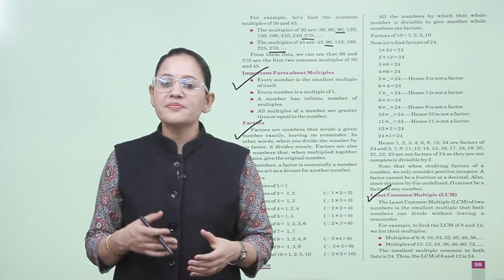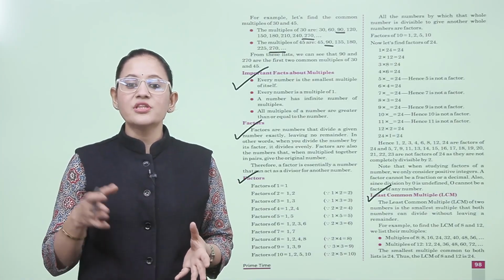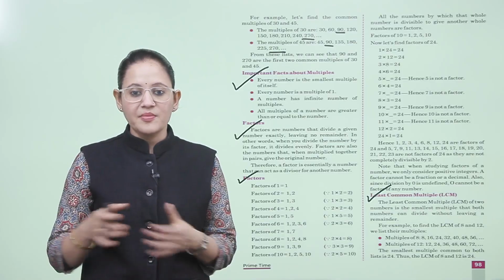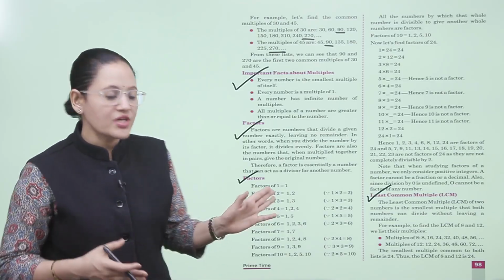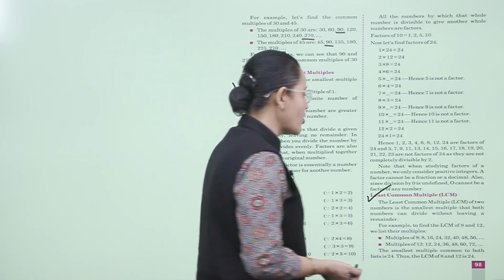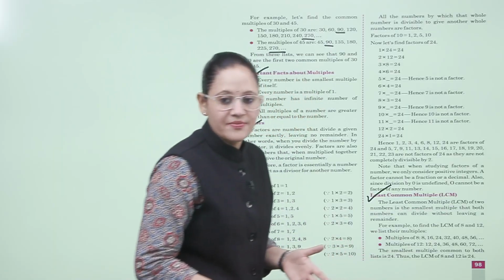The least common multiple of two numbers is the smallest multiple that both numbers divide without leaving a remainder. For example, find the LCM of 8 and 12. So what we'll do? First, we'll write the multiples of 8 and 12. Now we'll find the common multiples.